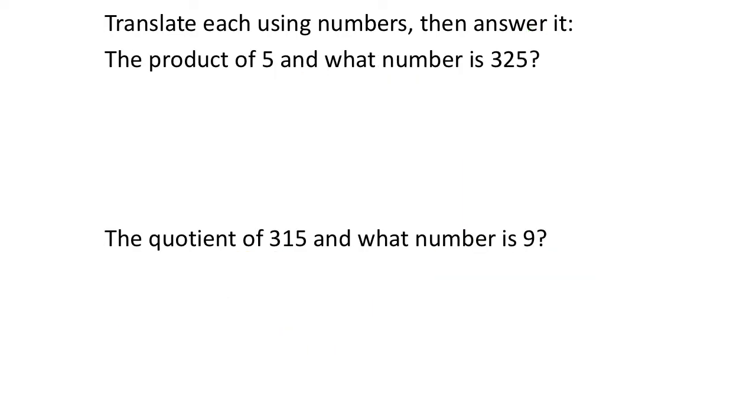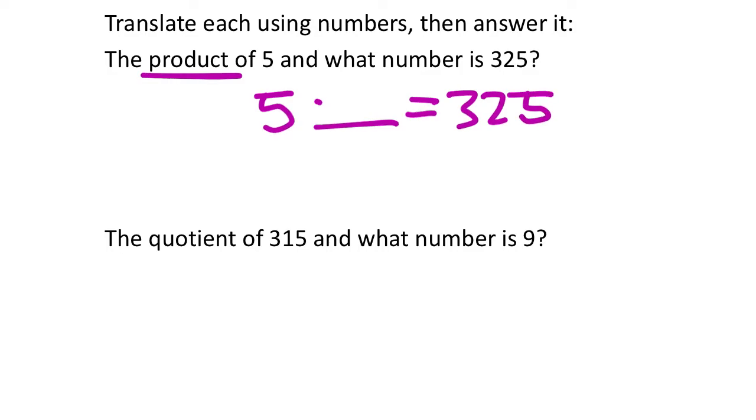And this first one gives us the product of 5 and what number is 325. Okay, well, that's a product, so that's multiplication. So it'd be 5 times something equals 325. And this is a good translation. Again, on the homework assignment for this one, if it wanted the translation, maybe you'd put a question mark in this, but we're good on the review for this one.